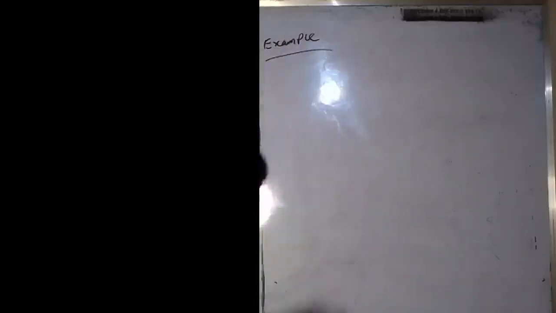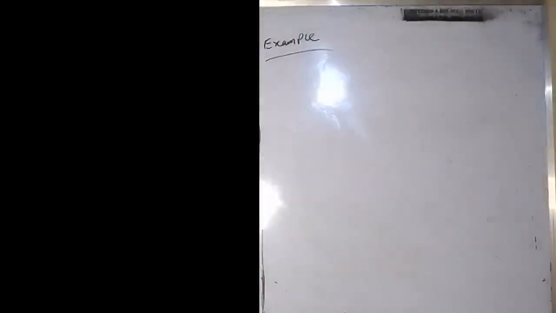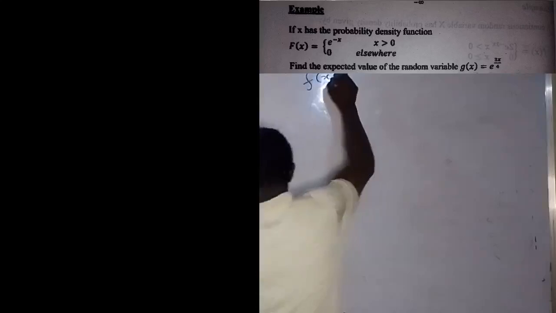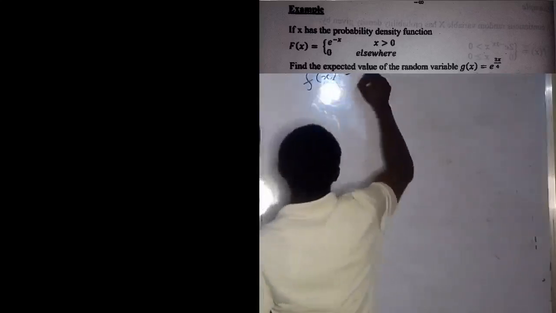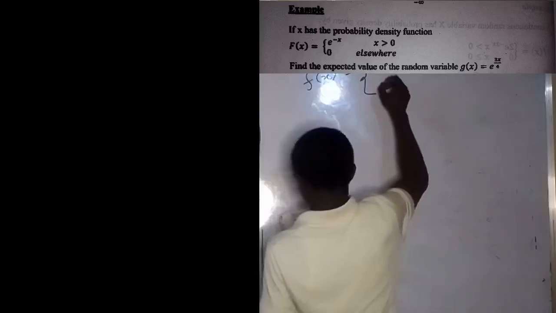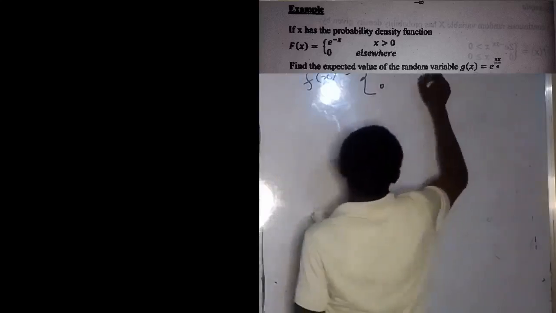So we will also be talking about another example, which is going to be our last example in this lesson. This involves finding the expected value, the mathematical expectation of another function. So this question says, if x has the probability density function of exponential minus x, 0 elsewhere, x greater than 0, here we have x squared.